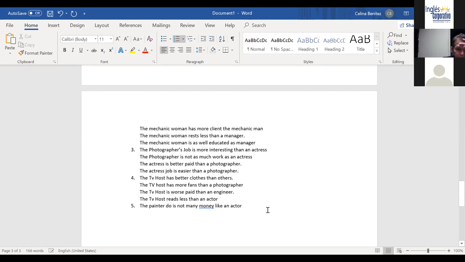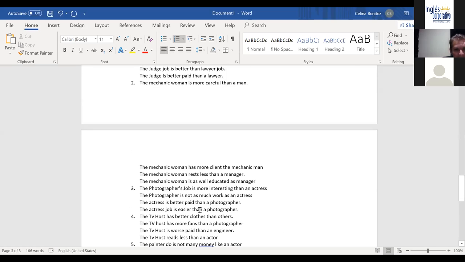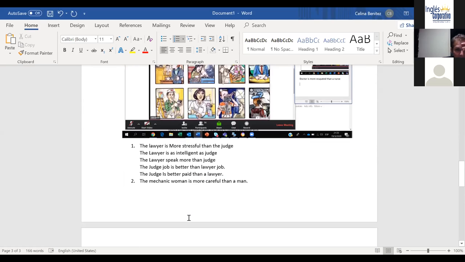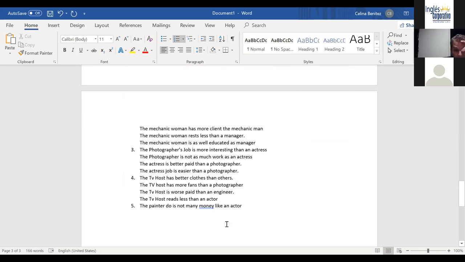So for number five, the painter doesn't have as much money or doesn't make as much money. I don't know what you want to say. You may say doesn't have as much money or doesn't make as much money. No hace tanto dinero o no tiene tanto dinero. It's almost the same, but a little bit different. Okay.